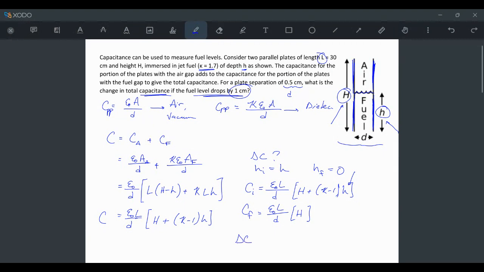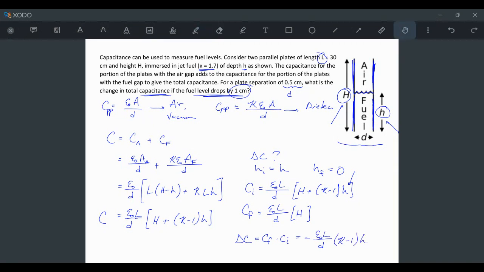And now what we want is just what is the difference, right? So what is the change in total capacitance? It's the final minus the initial. And what I think we're left with is minus epsilon over L, or sorry, epsilon L over D times kappa minus 1 times H.